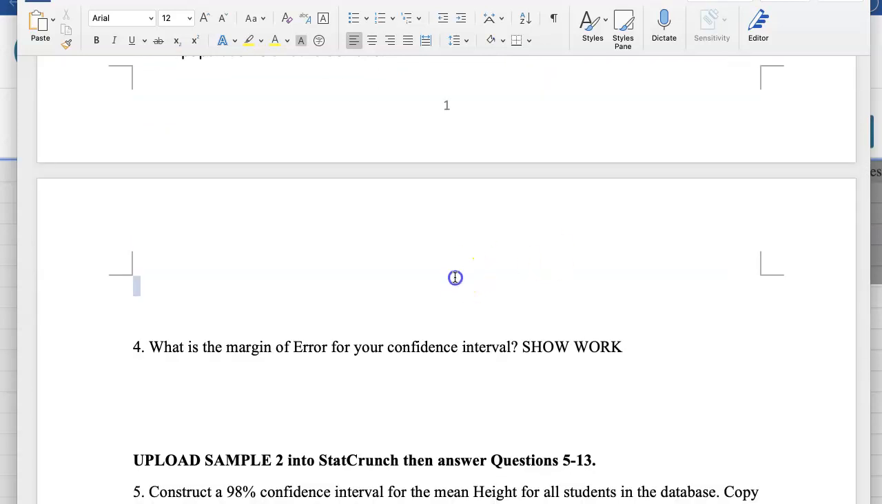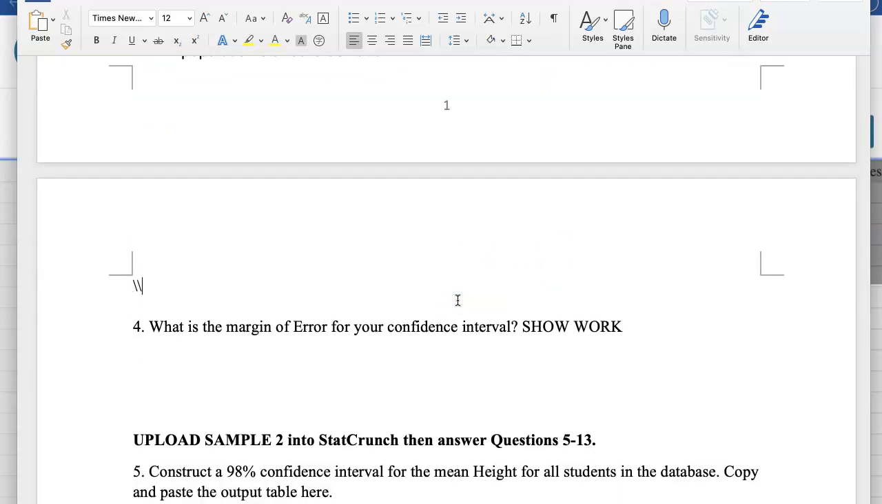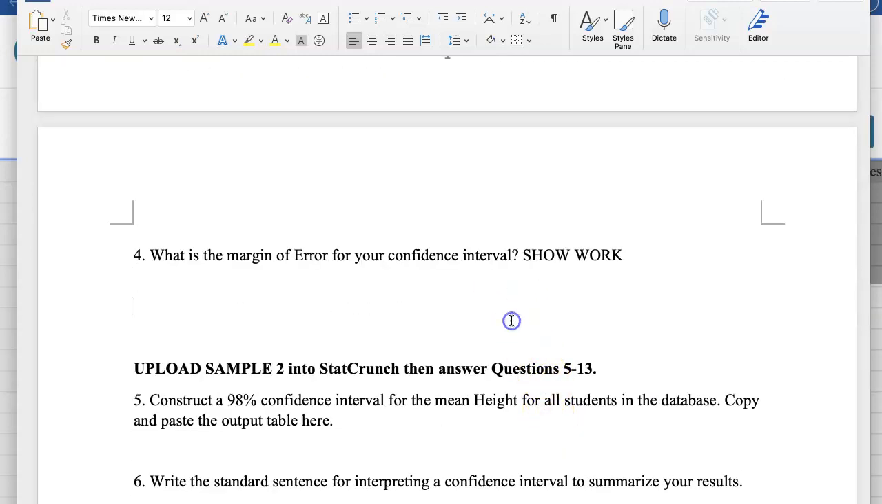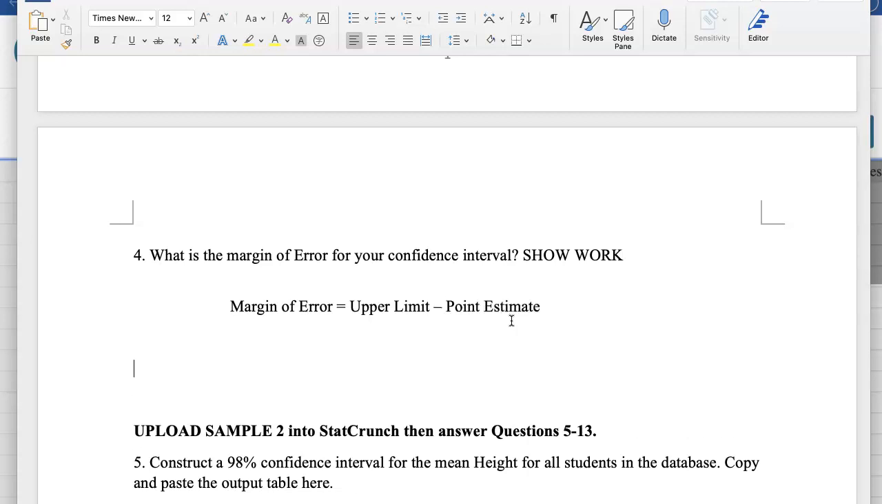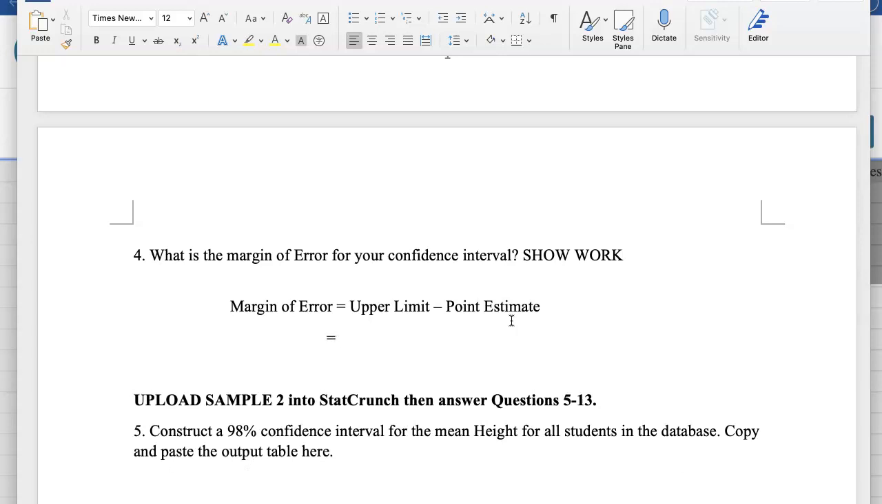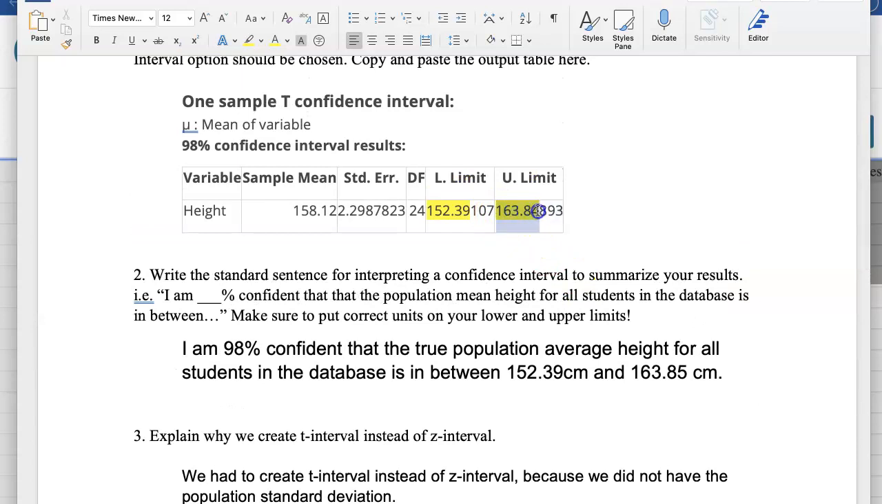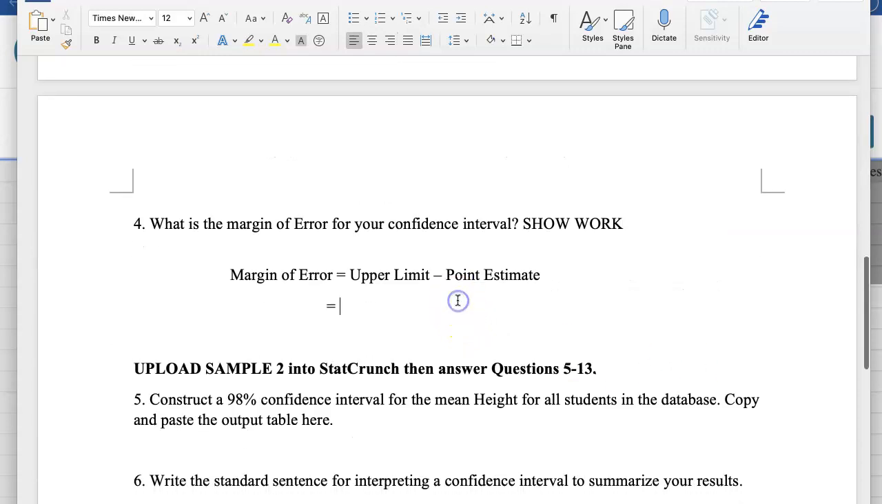Last one, what is the margin of error for your confidence interval? Show work. Now, you can use the formula if you want to, critical value times standard error, but I'll do it this way. I will say margin of error is equal to upper limit minus point estimate, okay? Because we have those values already. What was the upper limit from our confidence interval? 163.85 centimeters, right?